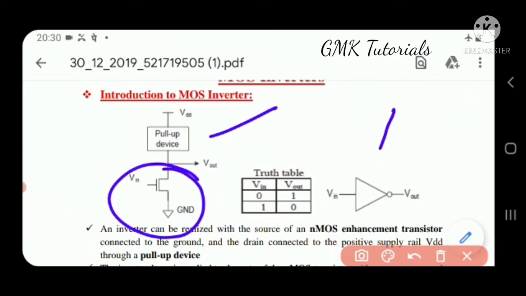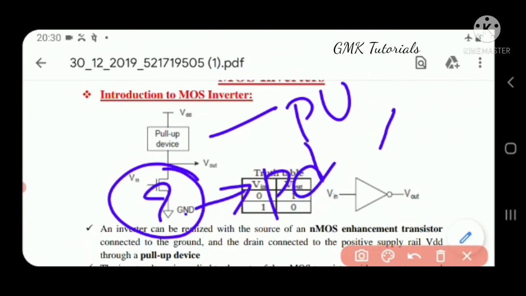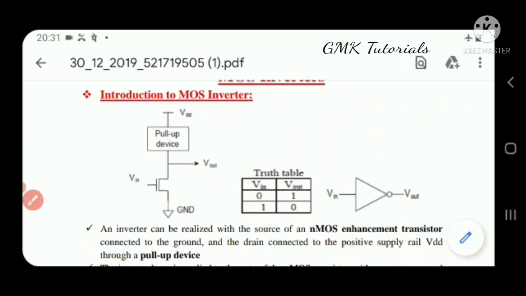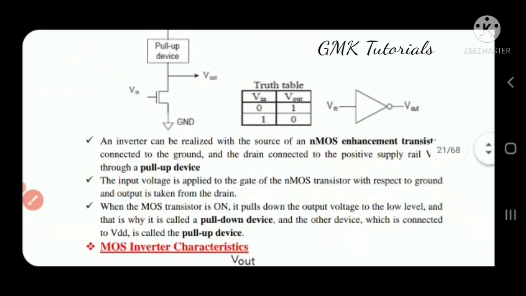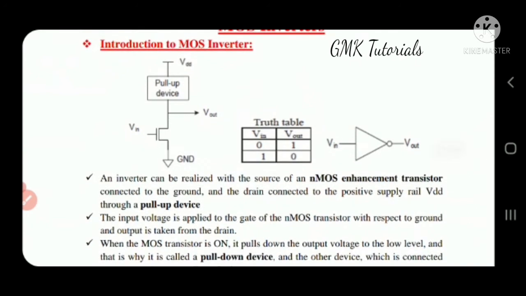Okay, this is generally called a pull up transistor. This is called a pull down transistor. Why can we call it a pull down transistor? That is a big question actually. Now, coming to our description, the first point states that an inverter can be realized with the source of an NMOS enhancement transistor connected to the ground, and the drain terminal connected to the positive supply rail VDD through a pull up device.